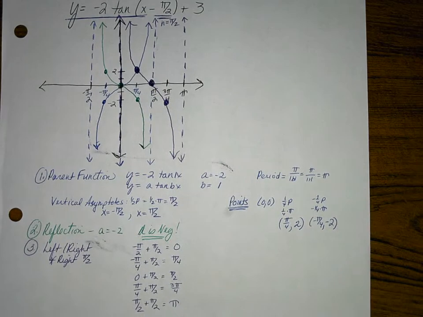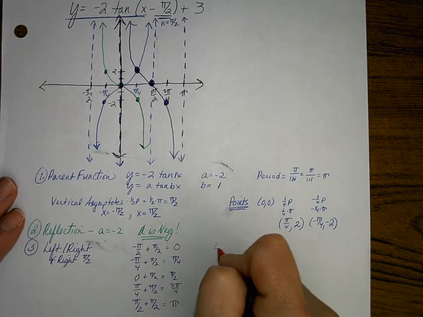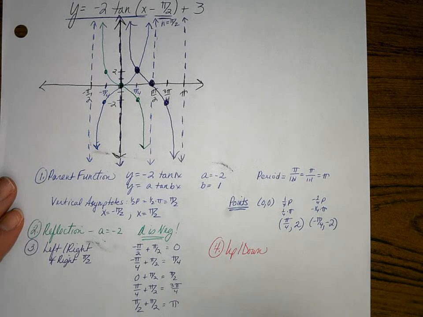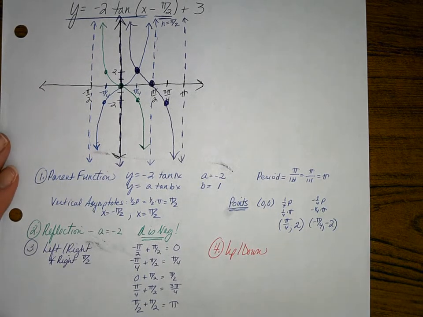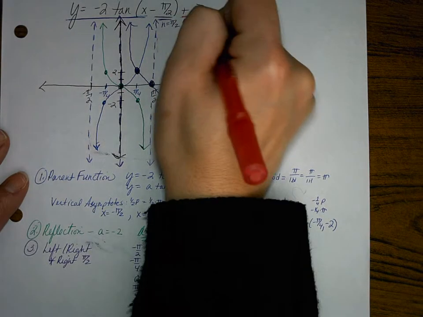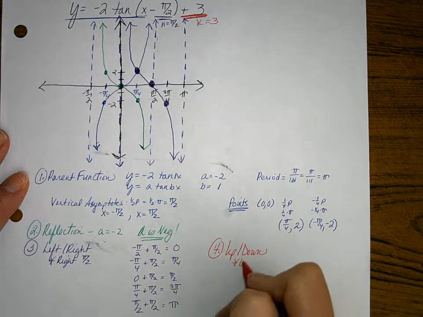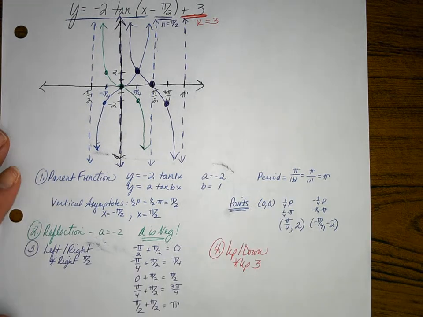All right, am I done? No. Why not? All right, got to think about shifting up or down. Am I doing any shifting up or down? Yes. What am I doing? Up. Beautiful. This plus 3 means that my k value is 3, so I will be shifting everything up 3.